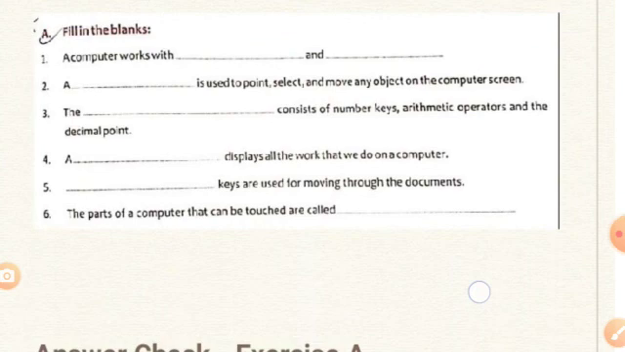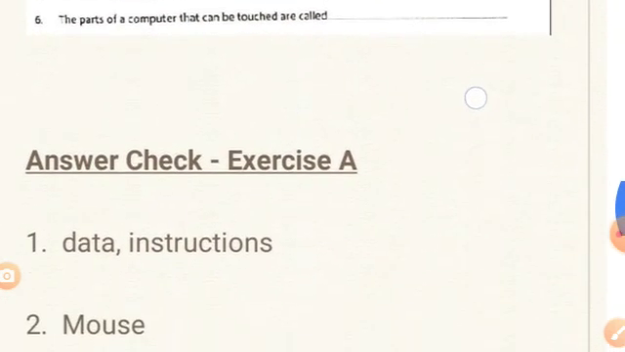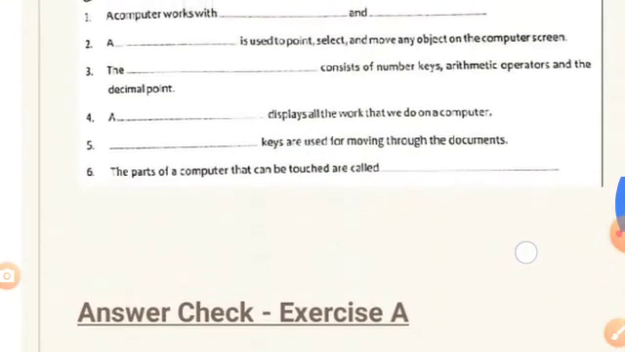A dash is used to point, select and move any object on the computer screen. Have you answered? Now check your answer. That is mouse. Was it correct? Good. Now question number 3.